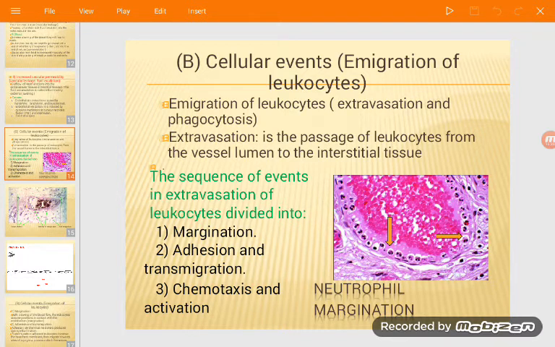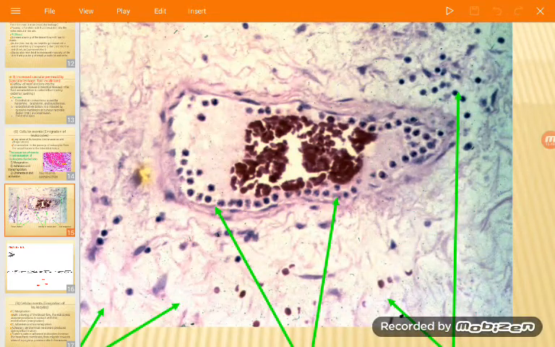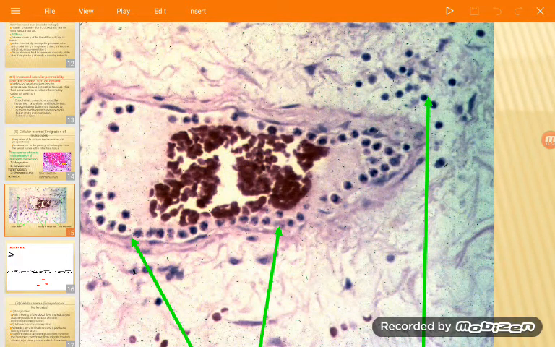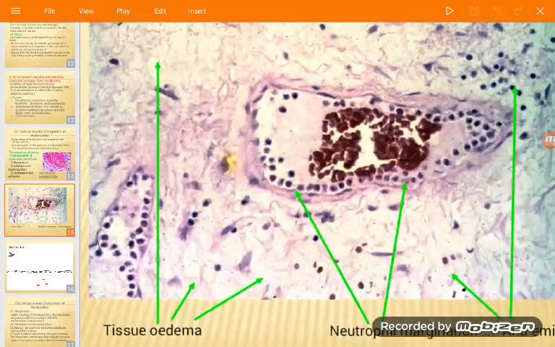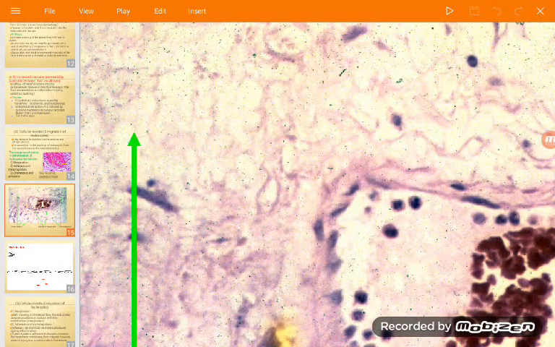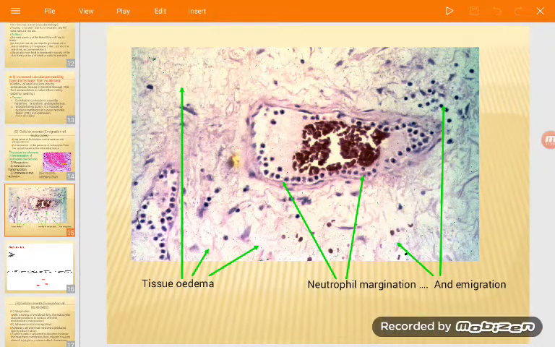Then it will be attracted to the area of injury by chemotaxis. It will be activated, and the chemotaxis process will occur to attract the neutrophil to the area of damage outside the blood vessels. We can see here a marginated neutrophil at the margin of the blood vessels. This is also transmigration of neutrophils outside the blood vessels, and this is accumulation of fluids in this pale, white area. This indicates tissue accumulation or tissue edema.